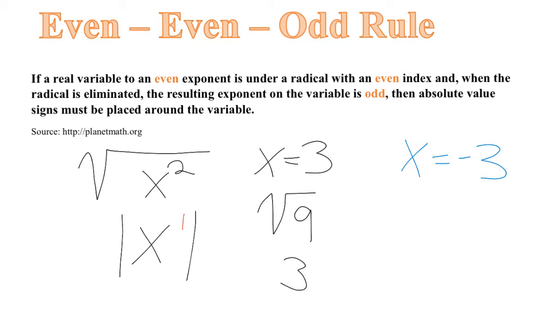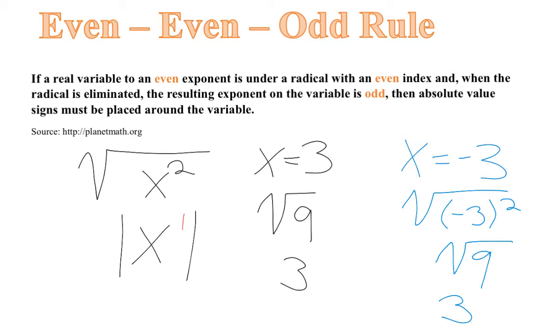So if I substitute negative 3 into the original problem, I get the square root of negative 3 squared. Negative 3 squared is 9. The square root of 9 is 3. So here, if I didn't have those absolute value symbols, it would just be x. However, I started off this problem with x being negative 3. And my answer here is positive 3, which is not x.